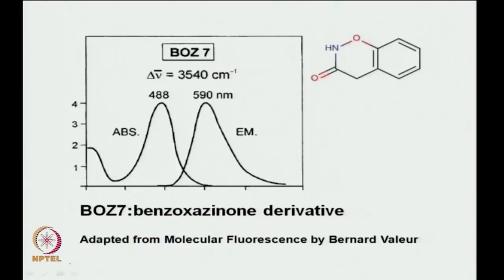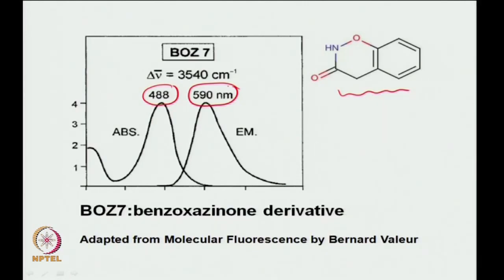Right. So this is an example, of a derivative of this compound. It's called a benzoxazinone derivative. Now you can see out here the absorption is at 488, right? This is the absorption out here, and this is the emission peak at 590 nanometers. And the Stokes shift is of the order of 3540 centimeter inverse. That's not bad. That's pretty huge.